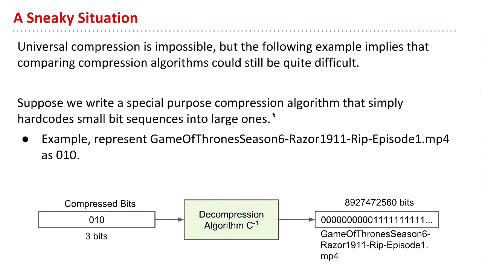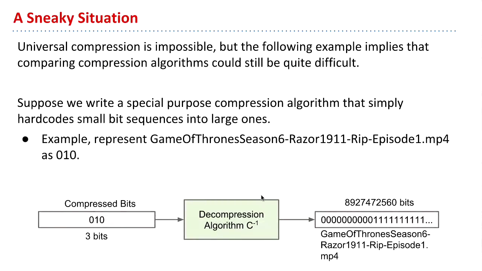Now, there's sort of a sneaky situation here, which I want to address, which sometimes students point out. While universal compression is impossible, it seems like there's some tricks you can play. For example, let's suppose we build a special purpose compression algorithm that simply takes small bit sequences and turns them back into large ones. So I want to take this episode of Game of Thrones downloaded from the Pirate Bay, and I want to distribute it as 010. Well, then all I need is a decompression algorithm that is capable of taking 010 and outputting that thing. I mean, that's possible. I can write this program. If you give me the input 010, I give you this. Now, what does that mean about my decompression algorithm itself?